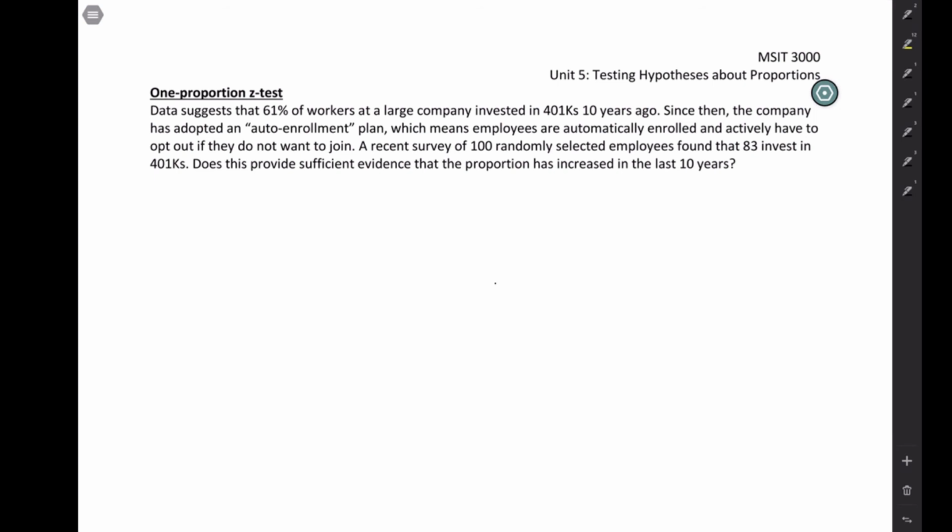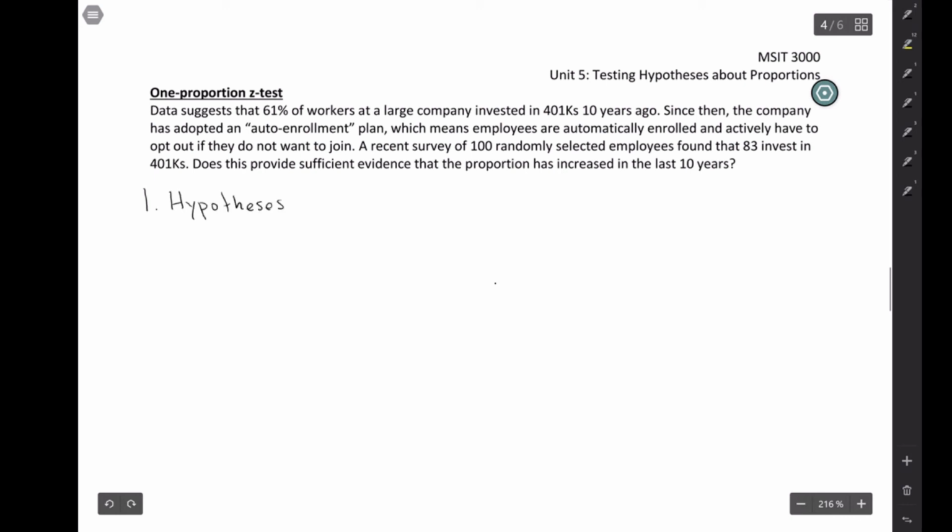A recent survey of 100 randomly selected employees found that 83 invest in 401ks. Does this provide sufficient evidence that the proportion has increased in the last 10 years? Okay, so we're going to do this as a 5-step process. We'll start by writing out our hypotheses.